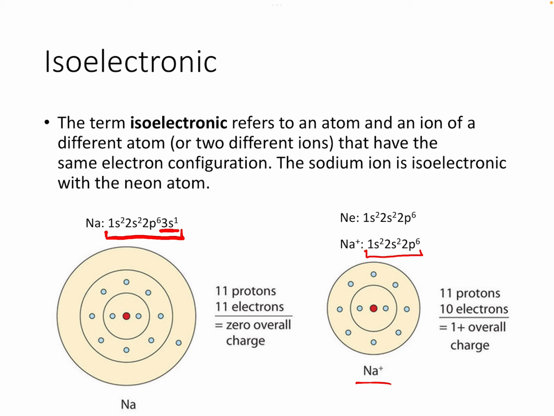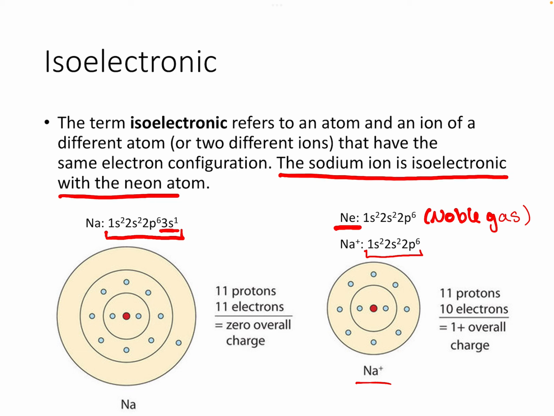So its electron configuration is 1s2, 2s2, 2p6. And this is exactly the same as neon's electron configuration. And remember, neon is a noble gas and is super stable. So this just further confirms that the sodium ion is going to be really stable because it has the same electron configuration as a noble gas. So we would say that the sodium ion is isoelectronic with the neon atom.